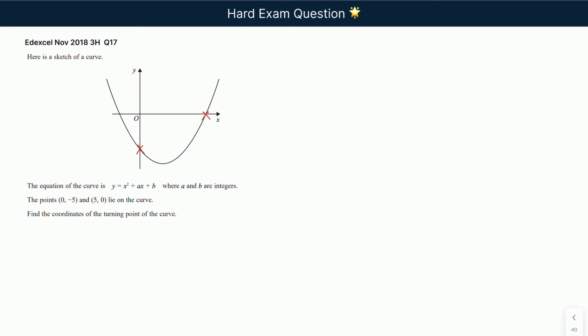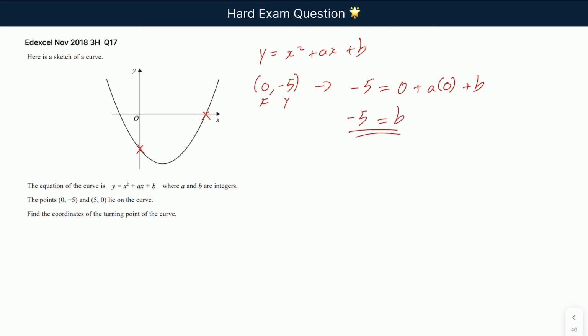Awesome. So if I just look at this with the first one, so we have y is equal to x squared plus ax plus b. If I look at the first coordinate we've been given, I'm just going to substitute that into the equation above. So I can see that this is the x value and this is the y value. So if I just go with the y value first, minus 5 is equal to x, which is 0, plus ax, which is a times 0, plus b. If I tidy that up, that becomes b equals minus 5. So we now have the value of b.